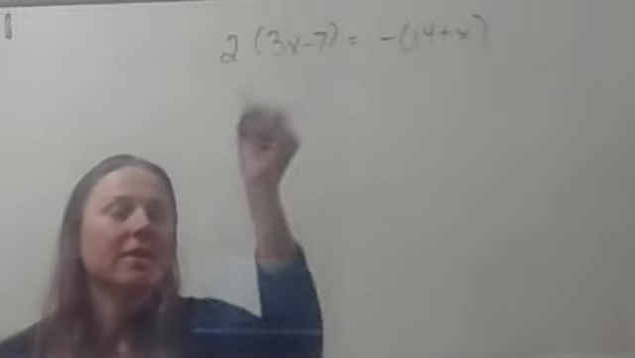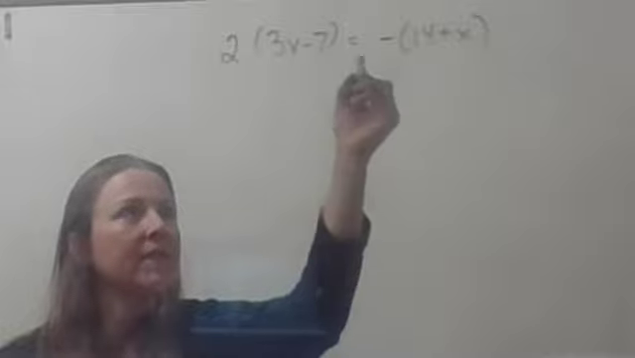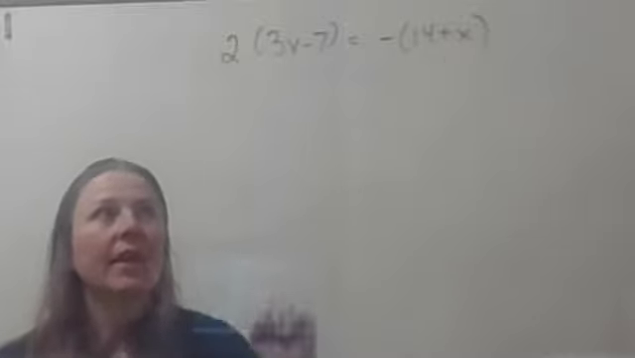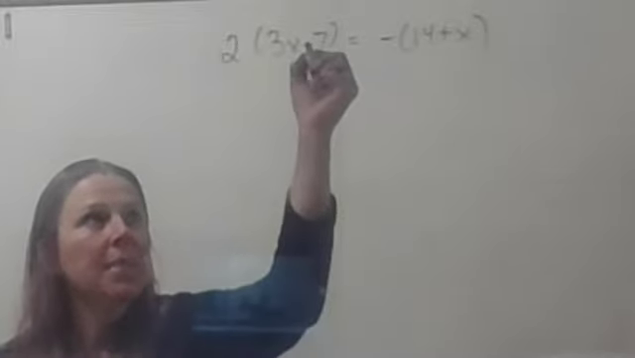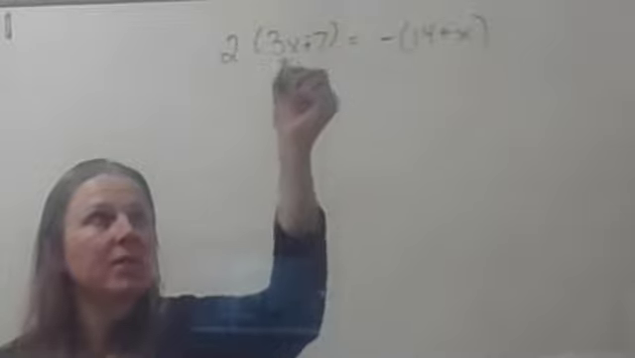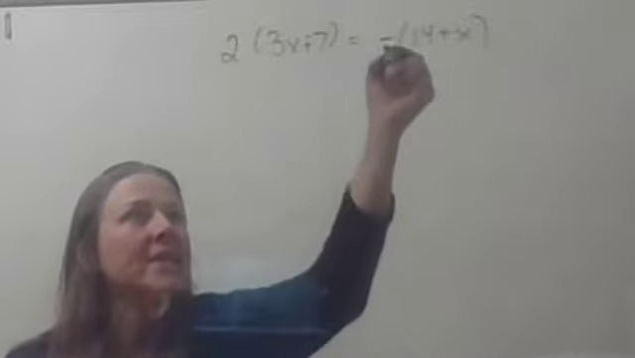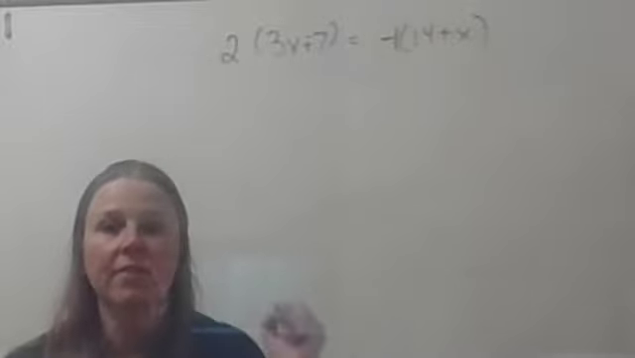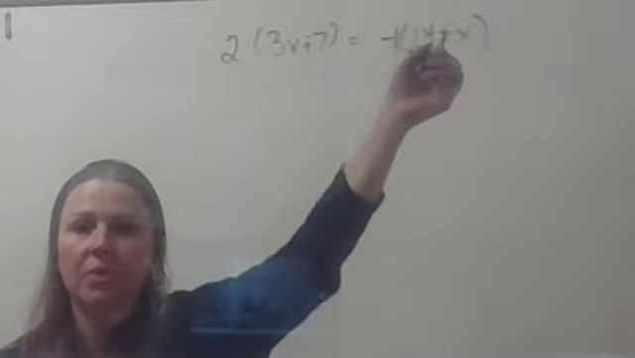Why? All right, our next problem is 2 times (3x plus 7) equals negative times (14 plus x). Now, the first thing I'm noticing are these minuses. So I'm going to make this plus a negative. So 3x plus negative 7. Again, this is optional. And this negative right here, it's the same thing as a negative 1 outside of that parentheses. You don't have to put the 1 there. You could simply just distribute the negative.